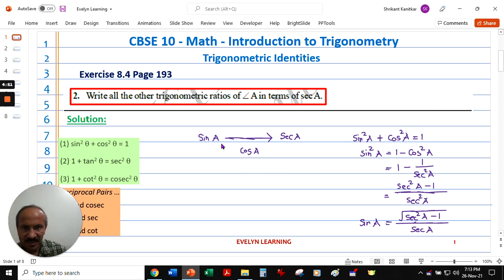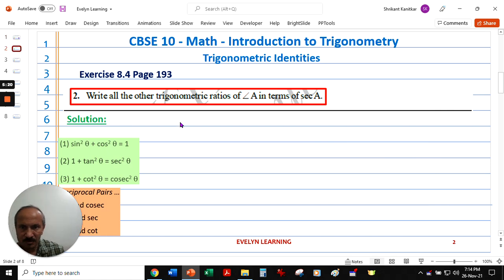So expressing sin A in terms of secant A is over via cos A. We used this identity and we wrote sin square A as 1 minus cos square A. We replaced cos square A with 1 over secant square A, the reciprocal, and then we did a little bit of algebra and got this answer. Sin A is equal to the square root of secant squared A minus 1 divided by secant A. Now next, let's see how to express the second trigonometric ratio, that is cos A.